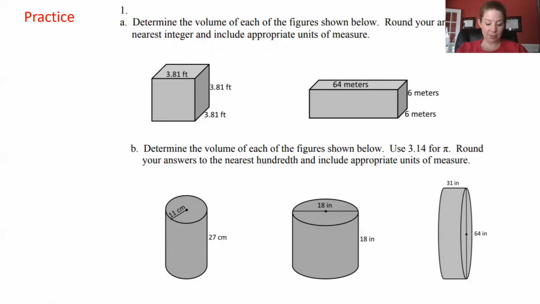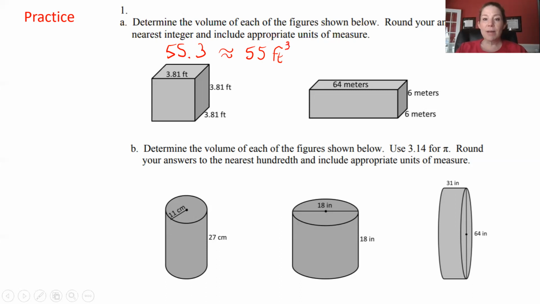3.81 times 3.81. And so the volume of this cube is 55. Oh, the directions say round your answers to the nearest integer. That means the nearest ones place. So on my calculator, I have 55.3. So rounded to the nearest ones place is about 55 cubic feet. That should be a 3.